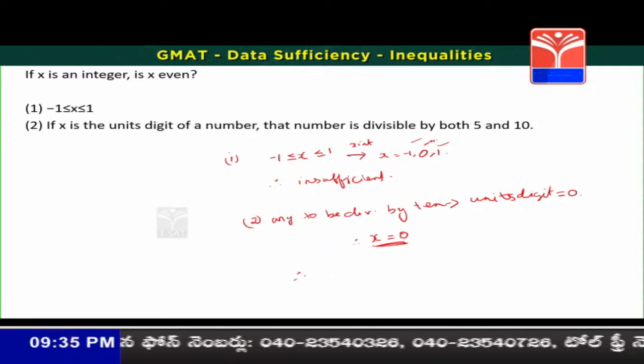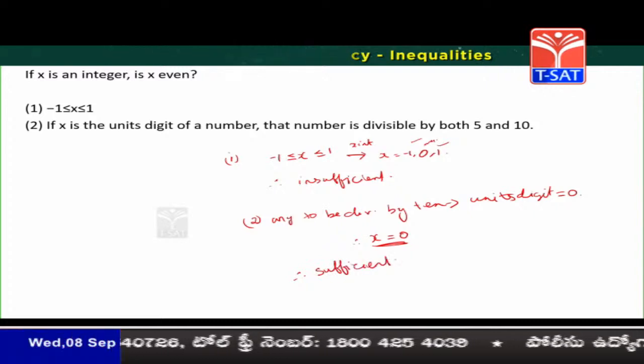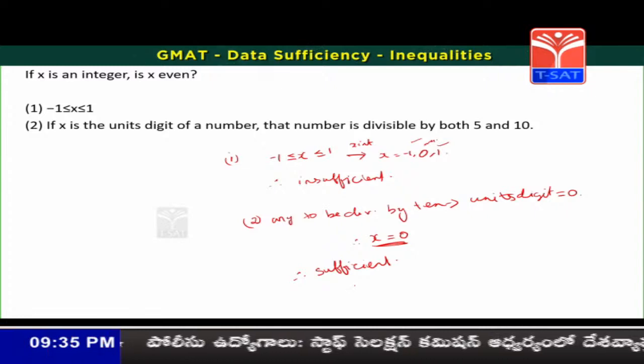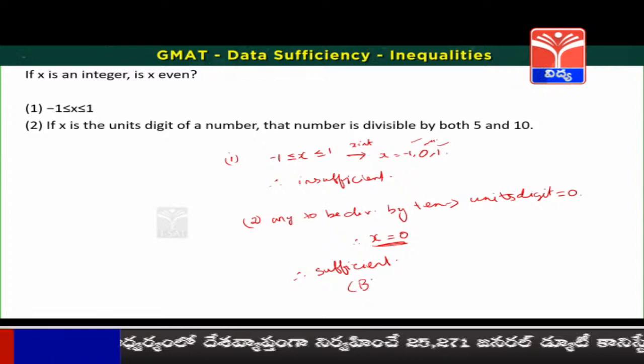So, the information given is sufficient to answer the question. So, the answer is option B. Statement 2 is sufficient to answer the question, but statement 1 is not sufficient to answer the question. So, the answer option is B. Let us move to the next question now.